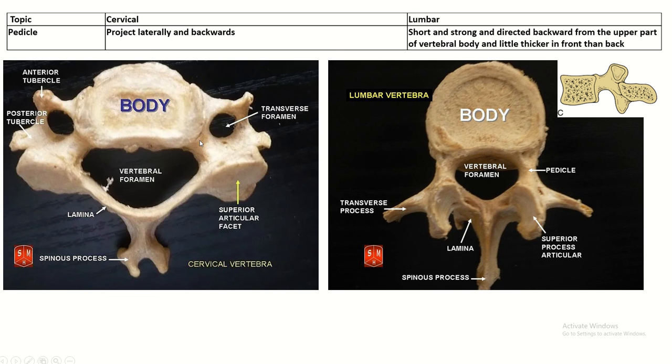This is the pedicle of the cervical vertebra, which projects laterally and backwards, and this is the pedicle of the lumbar vertebra. This is short, strong, and directed backward from the upper part of the body of the lumbar vertebra, and in front it is thicker than the back.